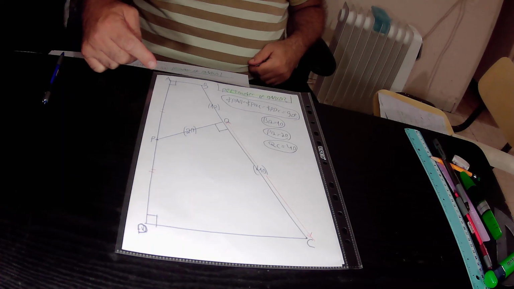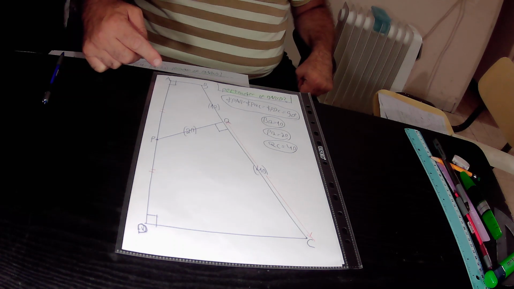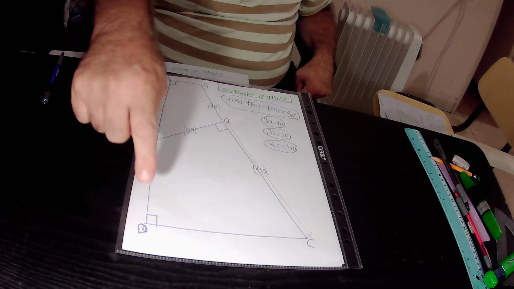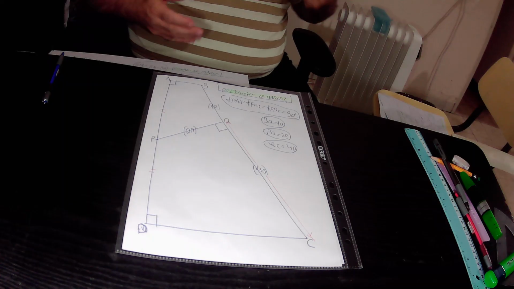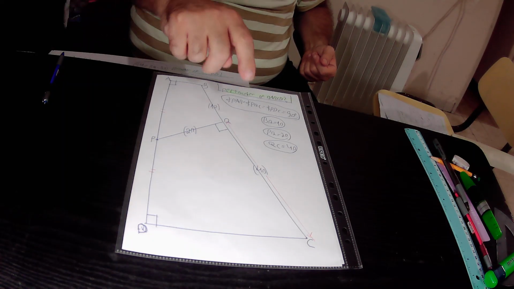What is the perimeter? The perimeter of any quadrangle is equal to the sum of its four side lengths. In this case, it is AB plus BC plus CD plus DA. So our task is to find the perimeter of this quadrangle ABCD.